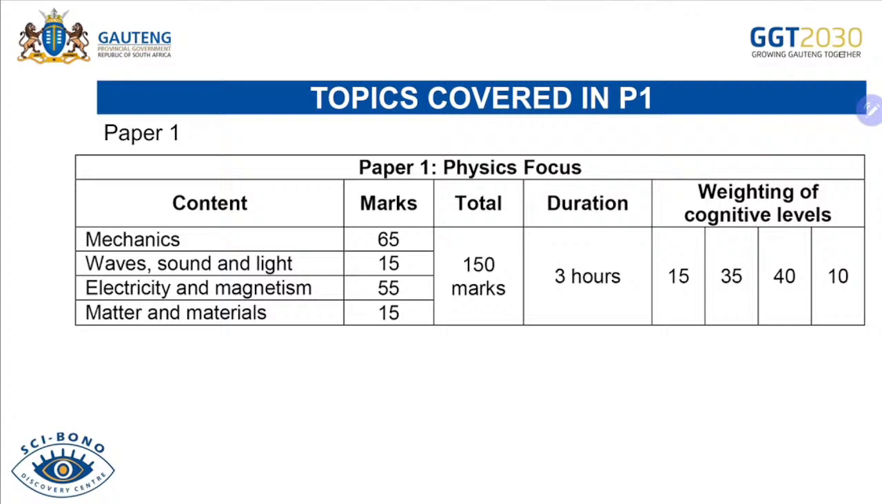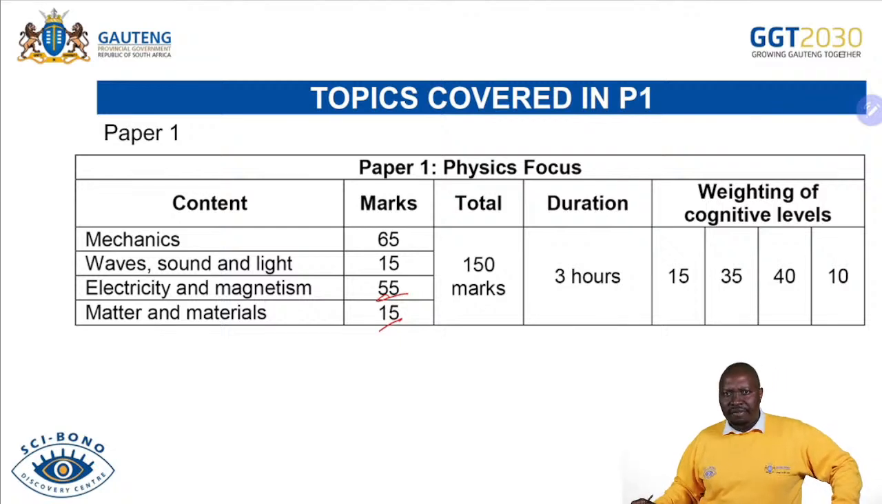Remember, we're still in paper 1, and for paper 1, we have mechanics with 65 marks. We have wave, sound, and light, which is your Doppler effect, with 15 marks. We have electricity and magnetism with 55 marks. So you can see we have a lot of marks from this knowledge area, electricity and magnetism. Then we have matter and materials, which is your photoelectric effect, with 15 marks. The total for paper 1 is 150 marks, and you will be writing for 3 hours.